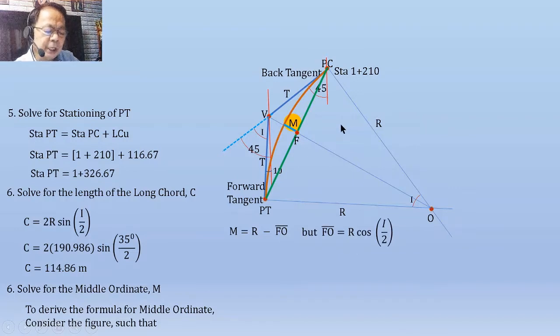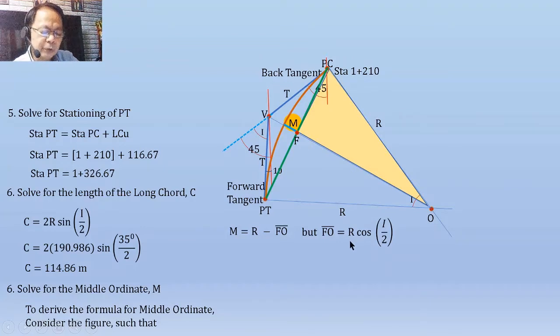As you would see, if we look at this figure, this triangle: this F sub O is actually the adjacent side of this angle I over 2, considering this triangle. And this triangle is a right triangle, having this angle as the right angle. And this distance from PC to O is our hypotenuse, represented by the radius R. Hence, we can solve for F sub O as R times cosine of I over 2 in this illustration.